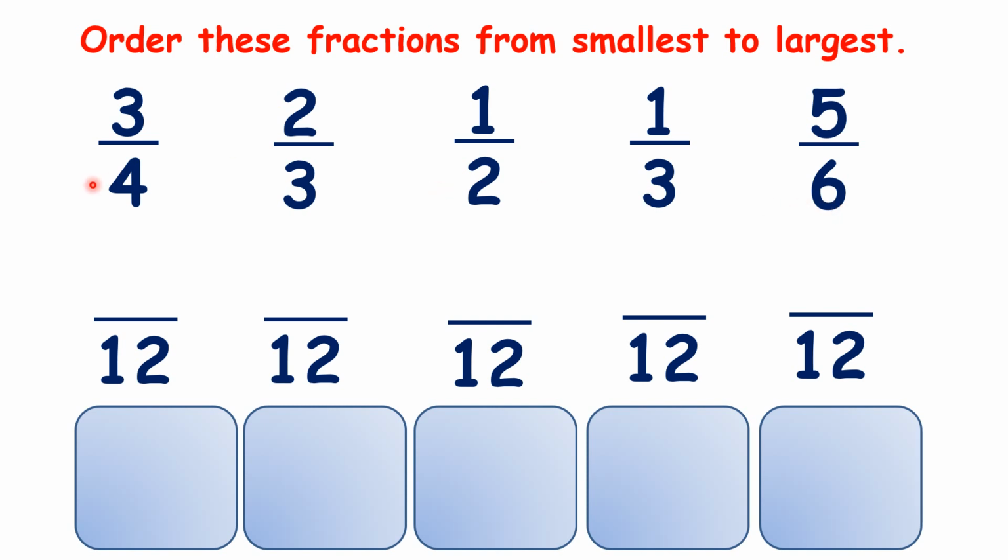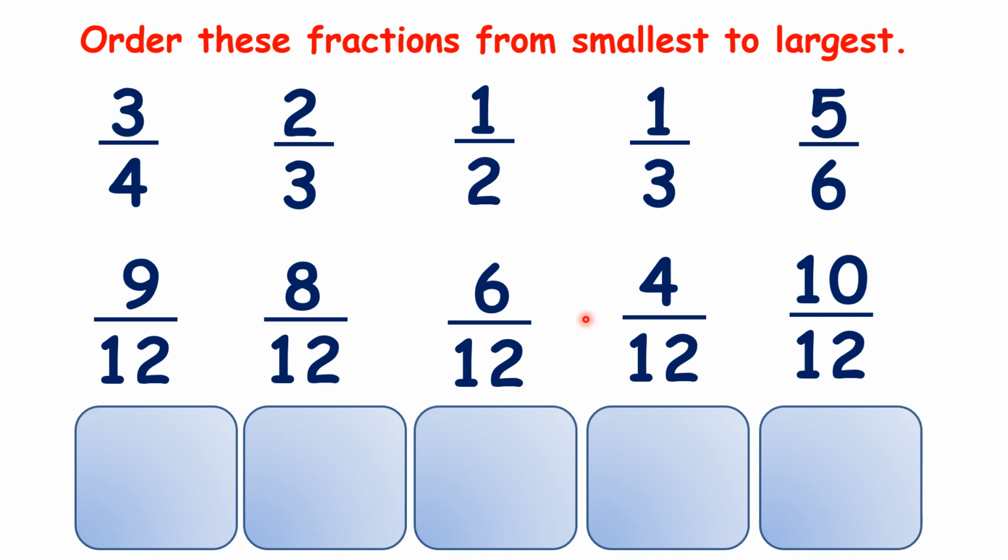So we find our equivalent fractions. 4 times 3 is 12 and 3 times 3 is 9. 3 times 4 is 12 and 2 times 4 is 8. 2 times 6 is 12 and 1 times 6 is 6. 3 times 4 is 12 and 1 times 4 is 4. 6 times 2 is 12 and 5 times 2 is 10.